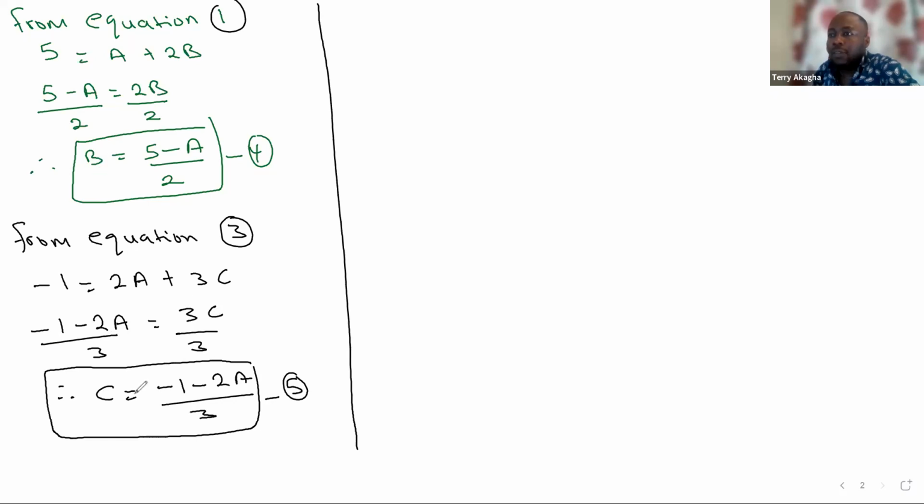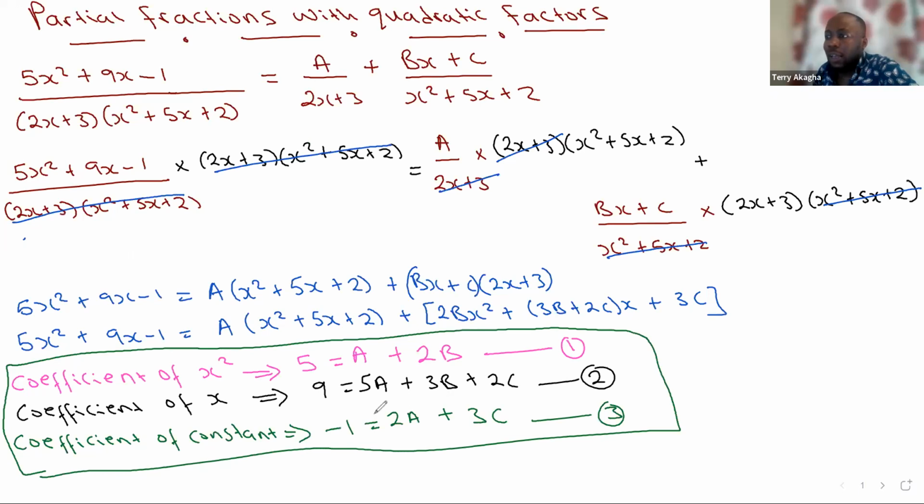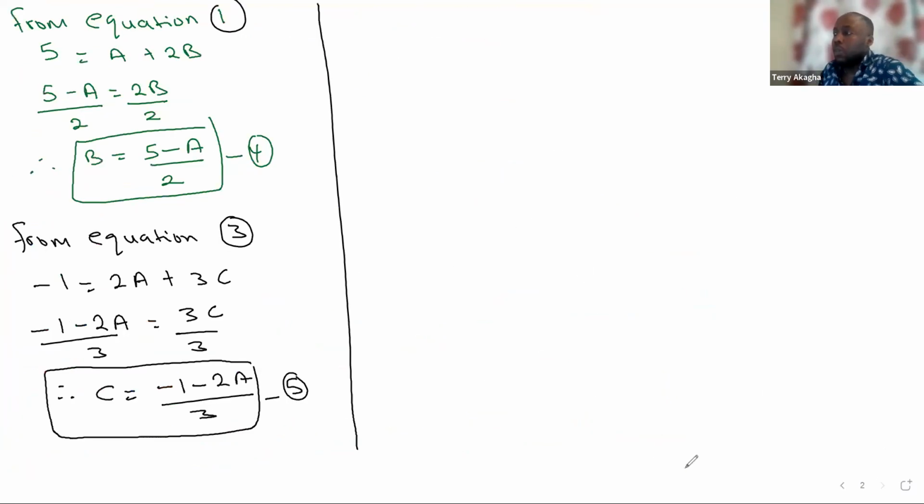Now, since b and c, we know them in terms of a, I can substitute them into the last one here. Can you see? So I can substitute this into the last one, which is equation 2, so that I can now find a. I know c in terms of a, and I know b in terms of a, so I can find a. Then I'll go back and solve everything. So let's go from equation 2.